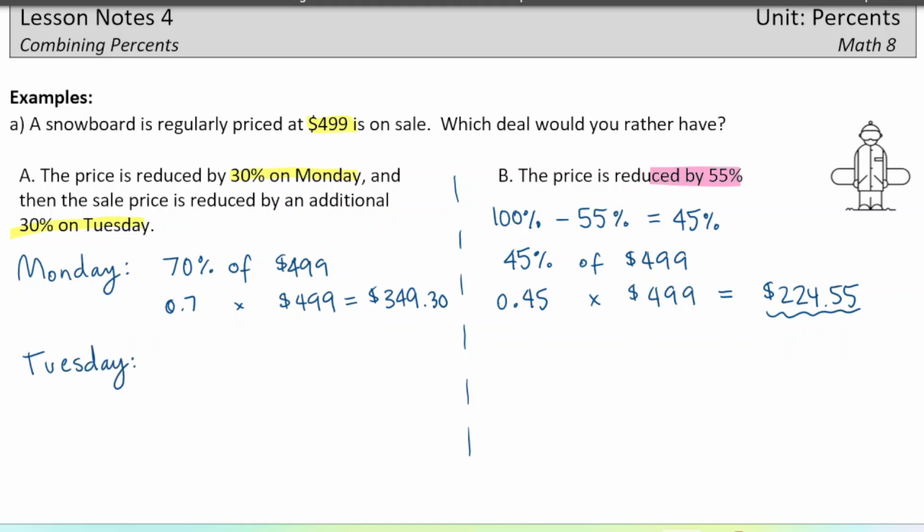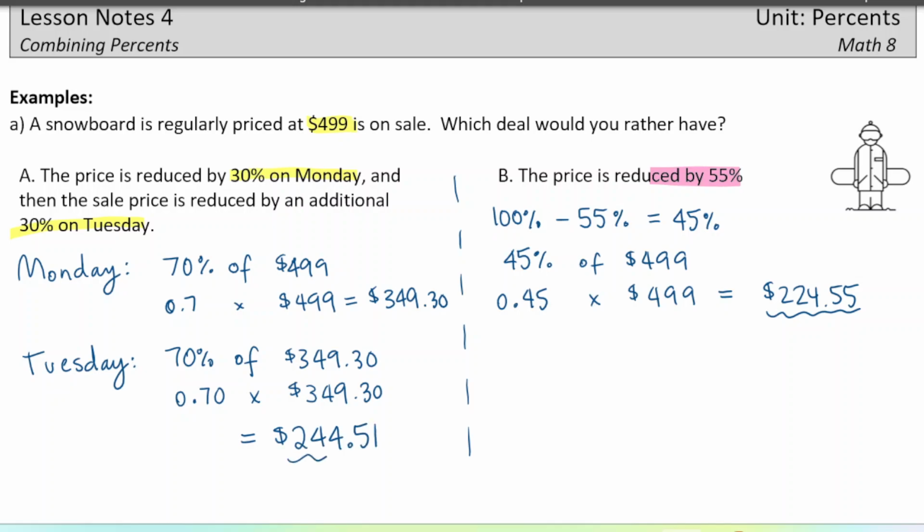Now on Tuesday, we're going to do the same calculation for Tuesday. We're going to do 70% of the sale price. So 70% of $349.30. So the 70% is coming off of a different number than the original. And that's where the difference is going to be here. You type that in and you get $244.51.